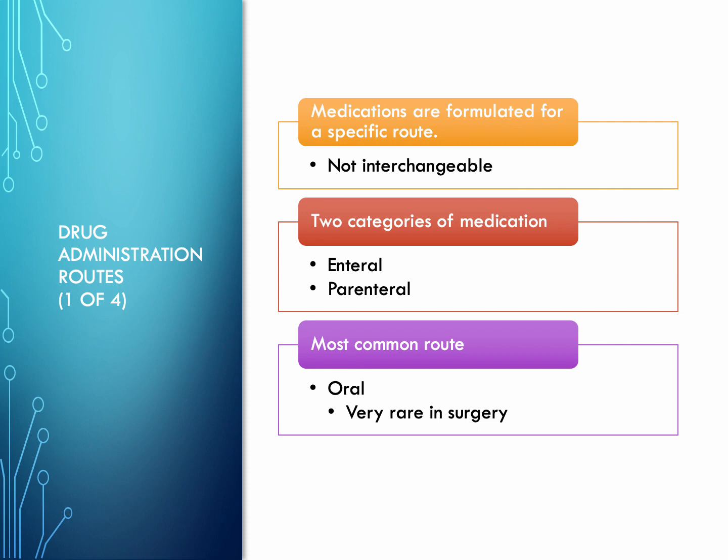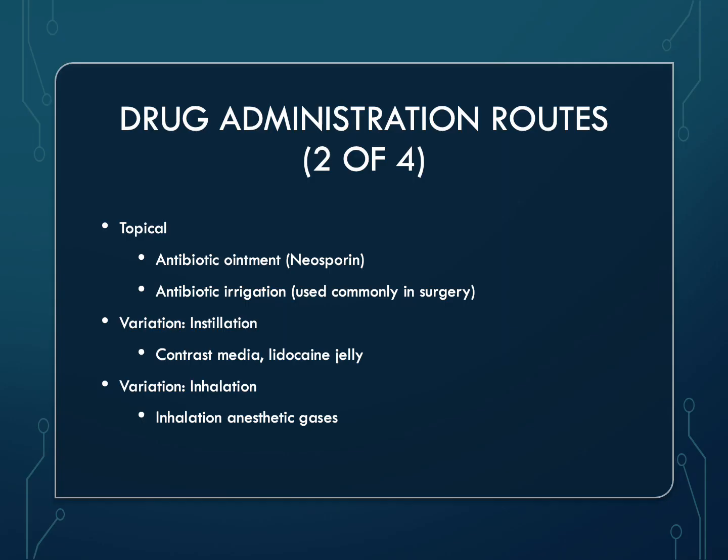Some of the most common types of parenteral routes are topical, subcutaneous, intramuscular, and intravenous. And most medications administered in surgery are going to be administered parenterally. So we're going to spend some time talking about each of those routes in detail.